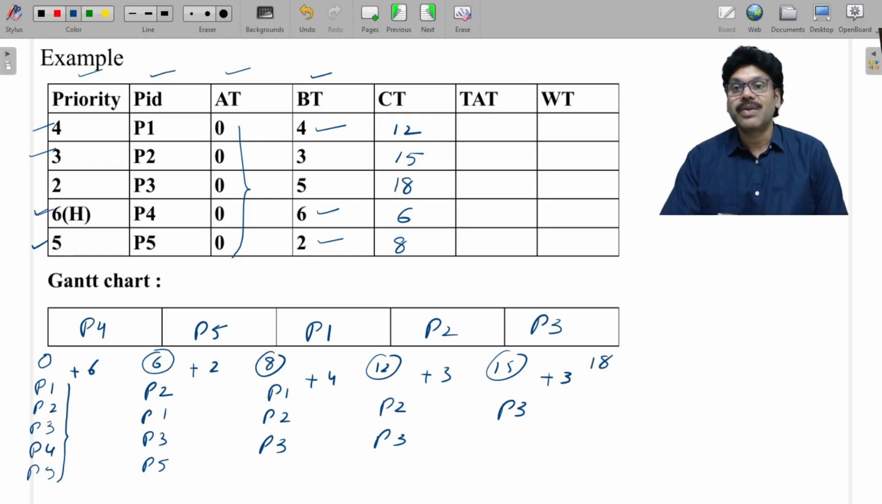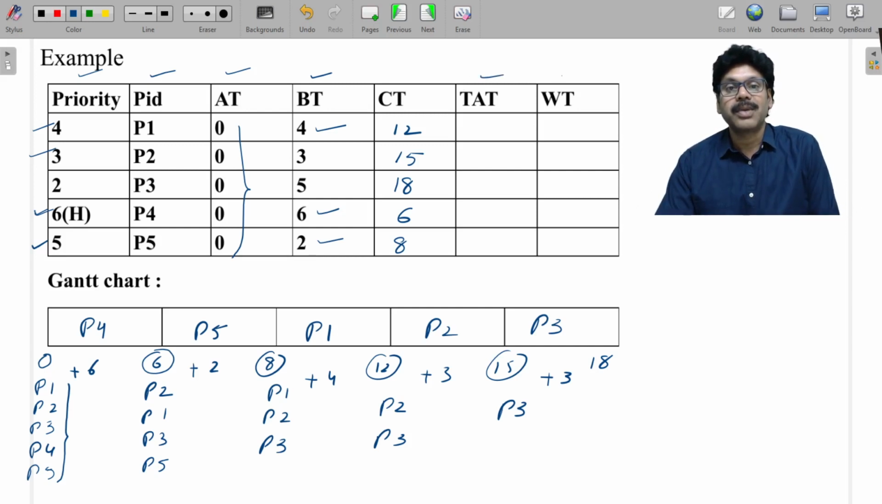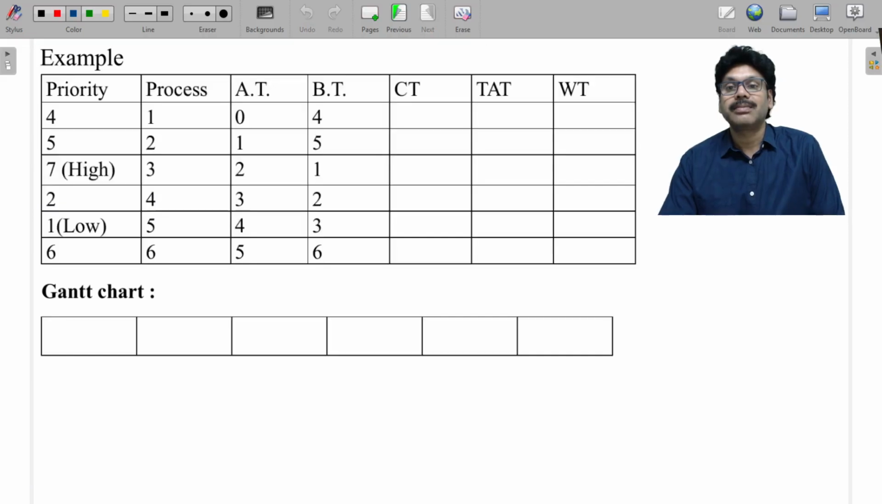So this is how to evaluate the priority scheduling algorithm. This is how the operating system does it. So you do the rest of the work, turnaround time and waiting time. Let's go to another example. This is a different one.